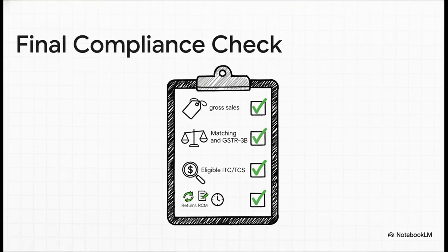So let's wrap this up with your final compliance checklist. Before you hit that file button, just run through this in your head. Am I using my gross sales data? Does my GSTR-1 value perfectly match my GSTR-3B? Am I only claiming credits that are actually eligible and visible in my portal? And have I accounted for returns and any RCM? Nail these points, and you're on your way to stress-free compliance.